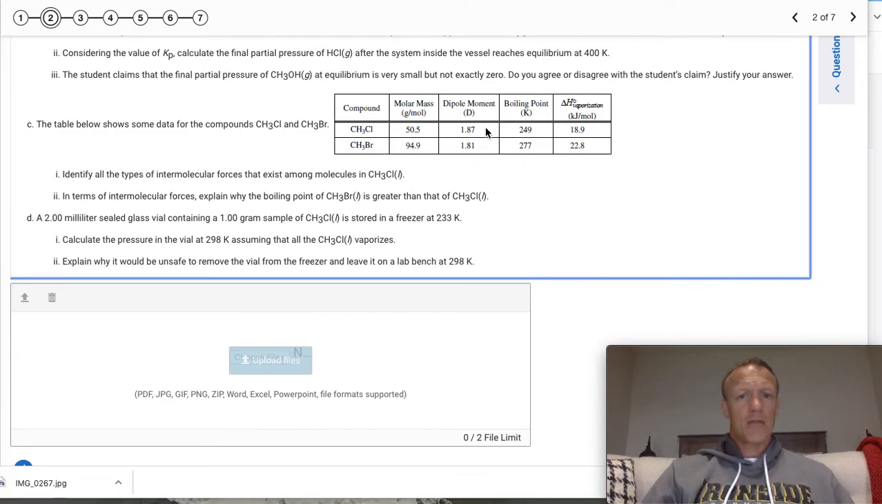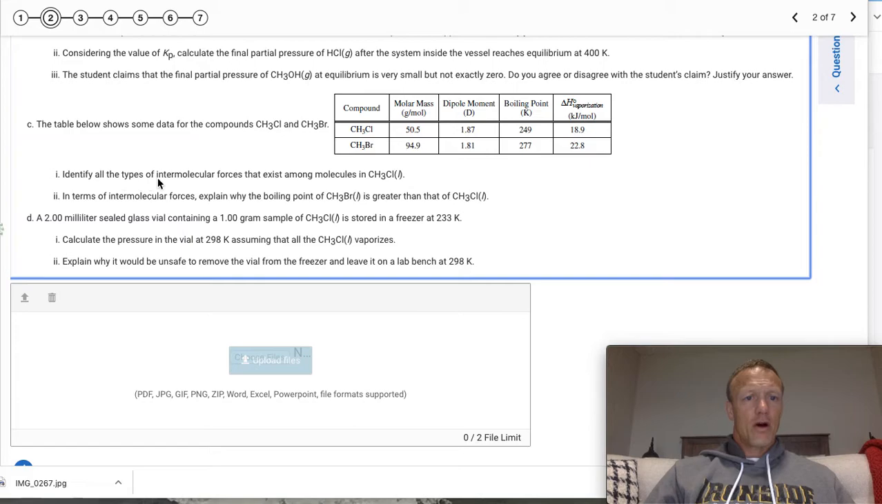Notice the dipole moment. Dipole moment means basically how much of a dipole these molecules are. So in comparison, there's not much difference, 1.87, 1.81. They both are dipoles. A little bit stronger dipole than this one, but that's not much difference there. Boiling point, this has a much higher boiling point, meaning it must have stronger intermolecular forces than this one. And then this is the heat of vaporization, meaning the number of kilojoules it takes to make 1 mole go from a liquid to a gas.